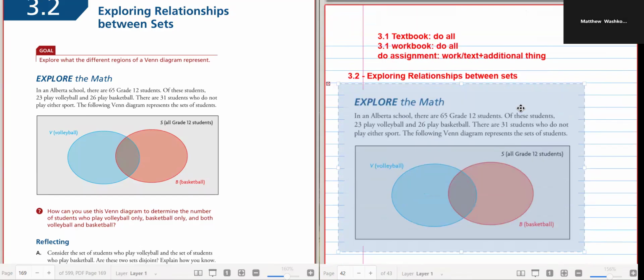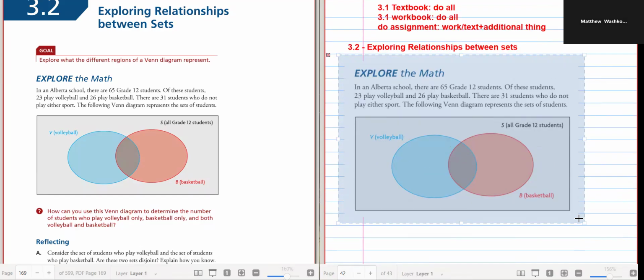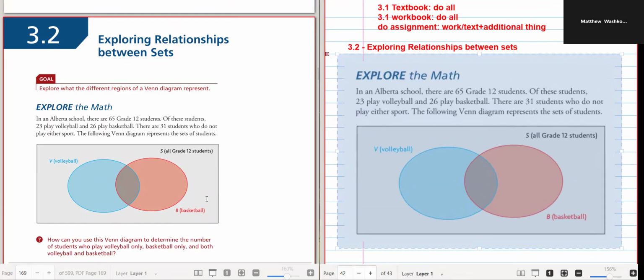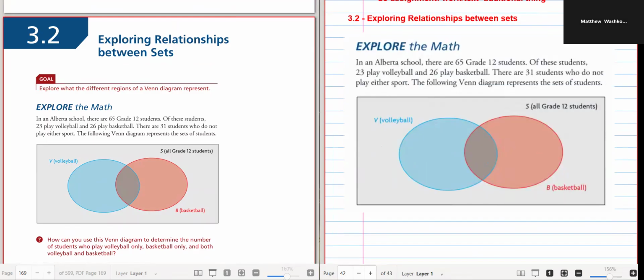Okay, so we're starting out here at section 3.2, which is exploring the relationships between sets. This will be a lot quicker than the previous ones. Like I said, all this learning is built on 3.1. So let's start out here. Get this in your book, what I have highlighted on the right side of my screen.